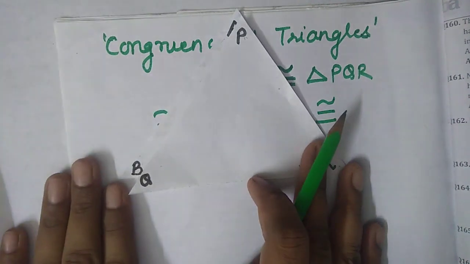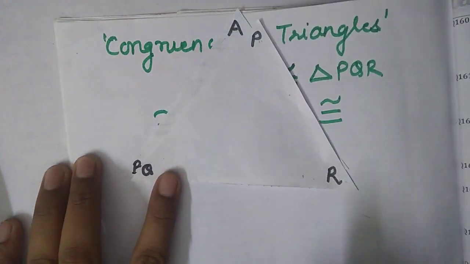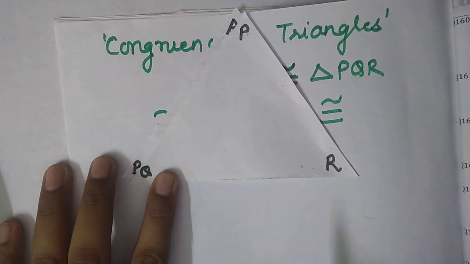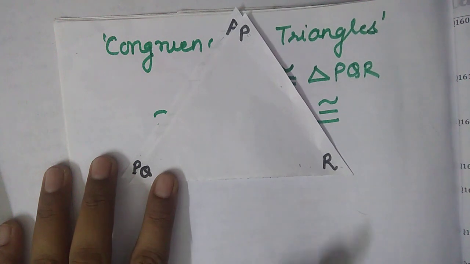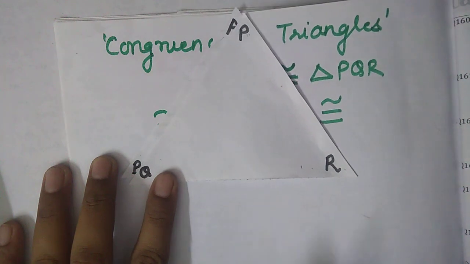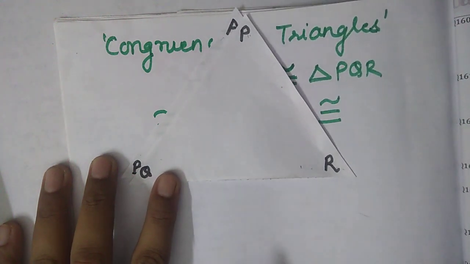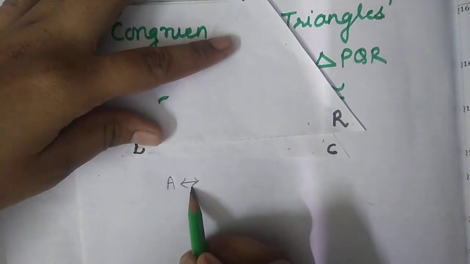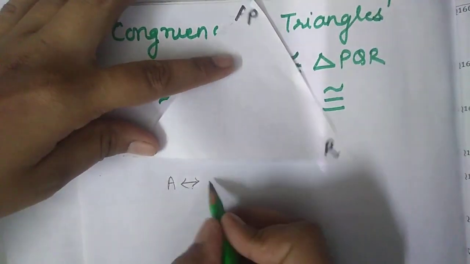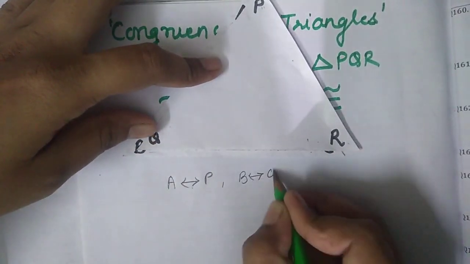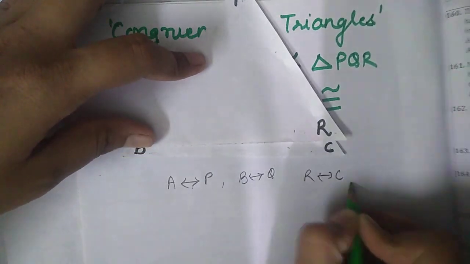Now we know that our triangle has 6 parts, or you can say 6 elements, that includes 3 sides and 3 angles. So we can say that a triangle has 6 corresponding parts, in which 3 are angles and 3 are sides. This is the sign of correspondence, that A is corresponding to P, this B is corresponding to Q, and this R is corresponding to C.